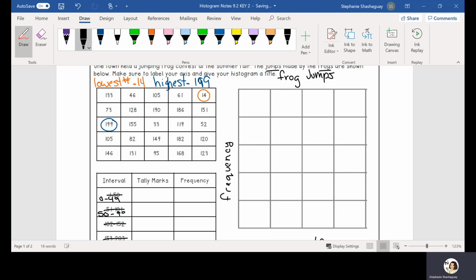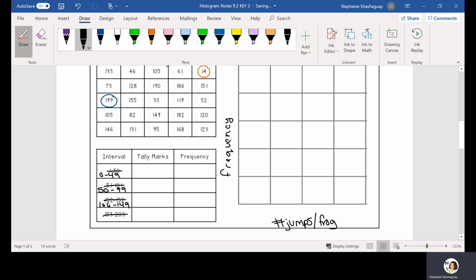and I'm going to use the intervals 0 to 49, 50 to 99, 100 to 149, and then my last interval will be 150 to 199. That will satisfy all of the numbers in the data set that they've provided, and I can now label my graph with those specific intervals. I wanted to make sure that they were all equal, because all of your intervals have to be equal.